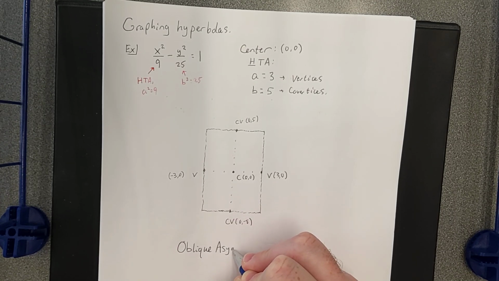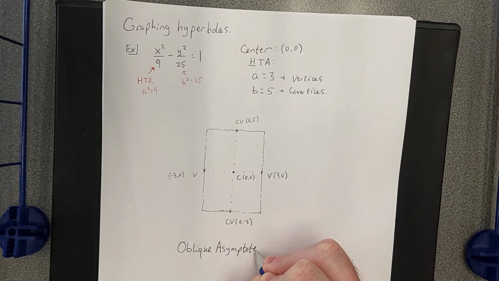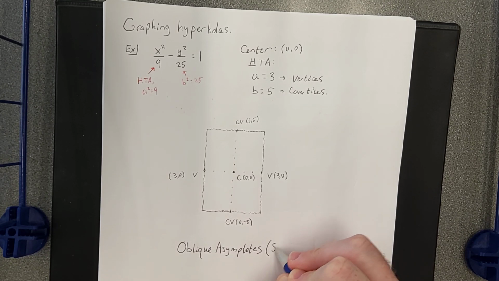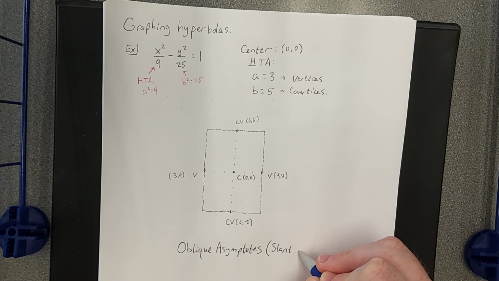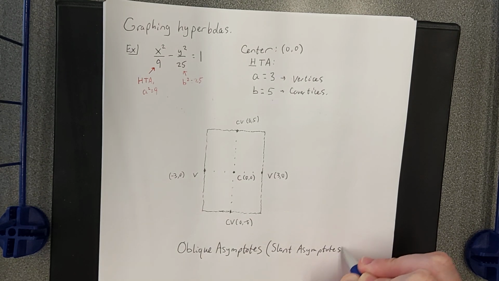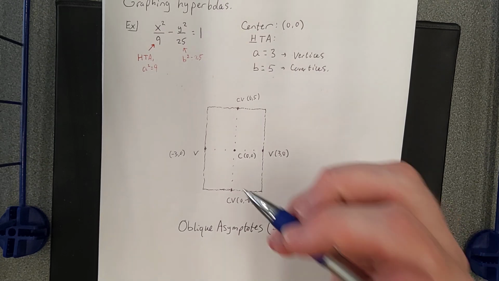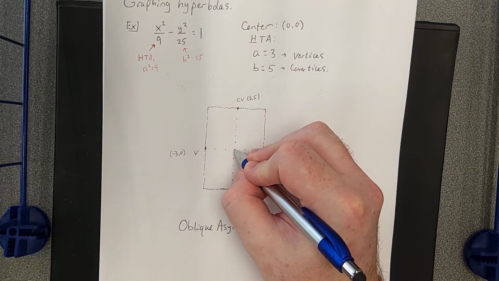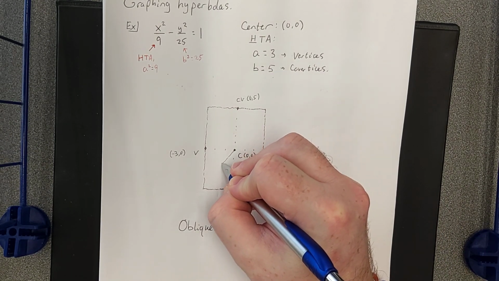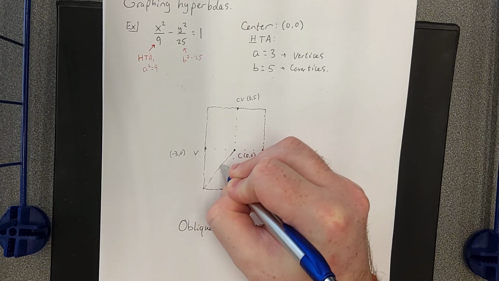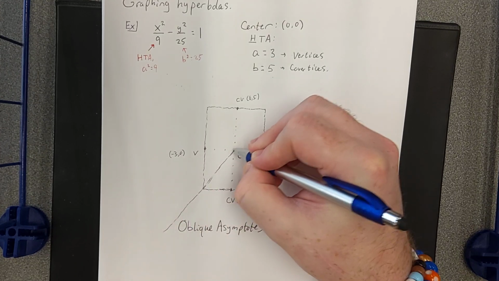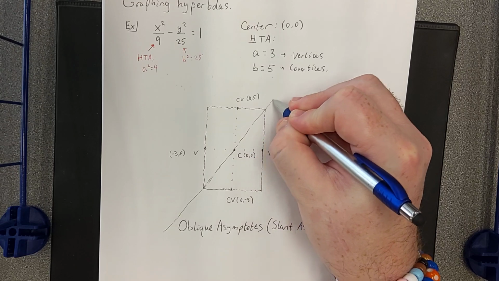Oblique asymptotes. This is the one graphical aspect that we don't see associated with the ellipse. So instead, a hyperbola is defined in terms of a pair of slant asymptotes or oblique asymptotes. The asymptotes are going to be the two diagonals of the box. Let's see if we can draw that a little straighter. So we'll go ahead and extend those outside of the box itself.